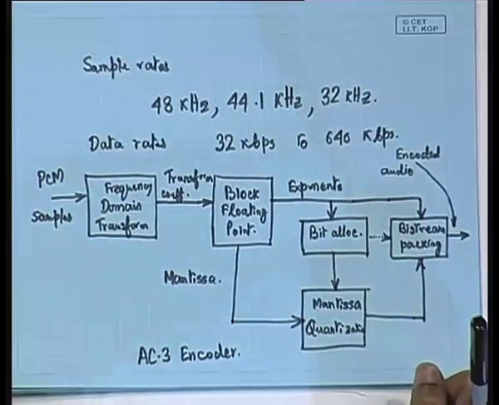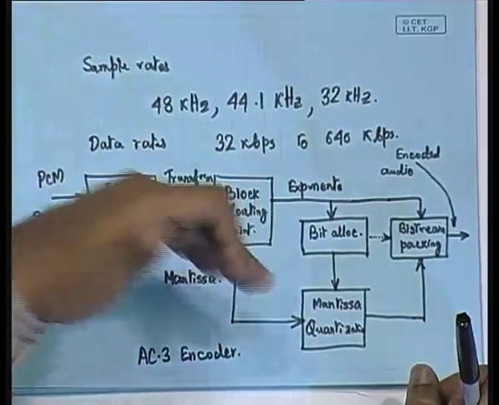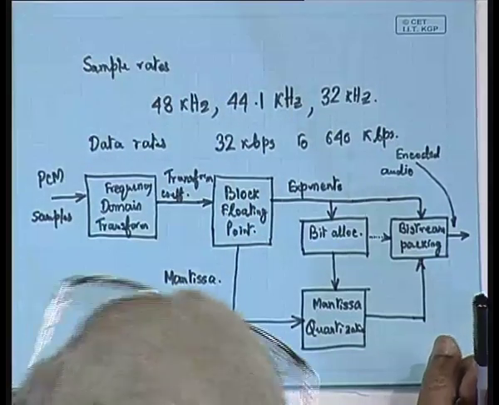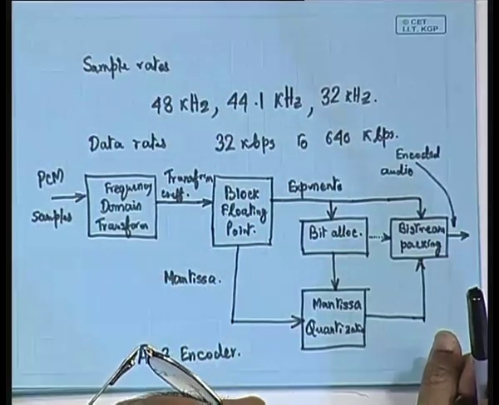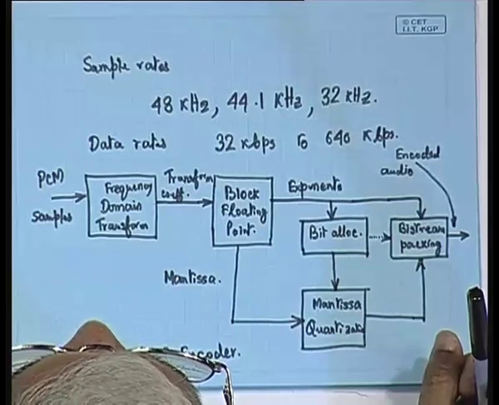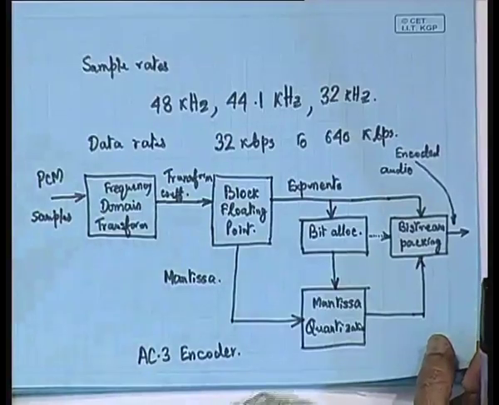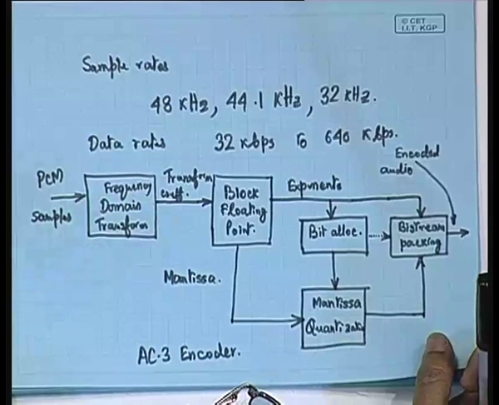Although computationally it is somewhat more involved because it is a floating point computation, because of its adoption in the standard and its popularity, several leading semiconductor companies have designed chips to encode the AC3 in real time. Now, how the AC3 encoding is actually done.